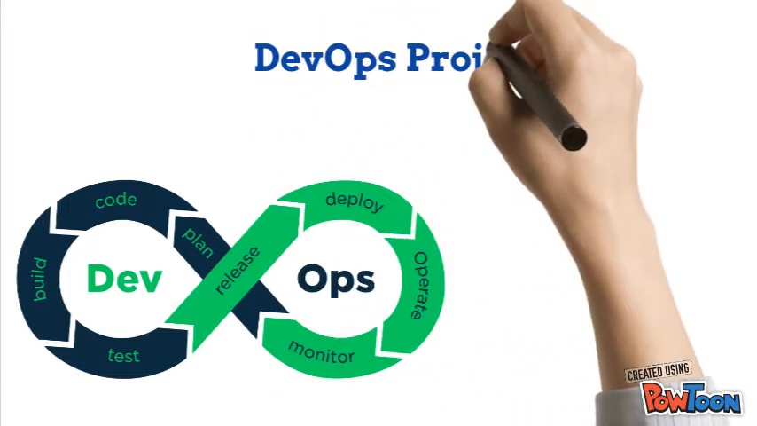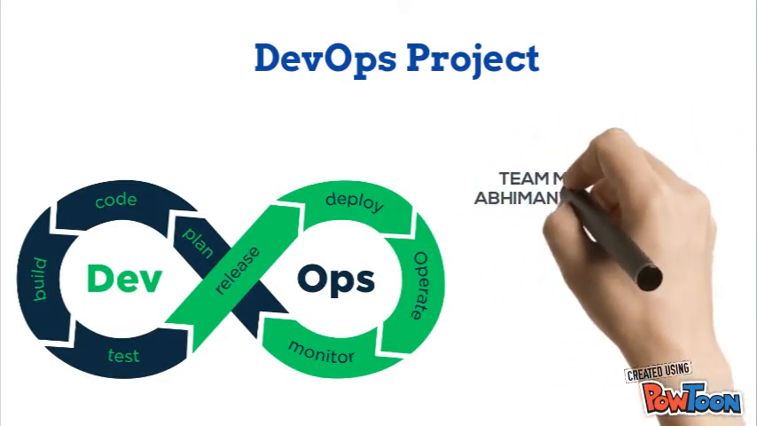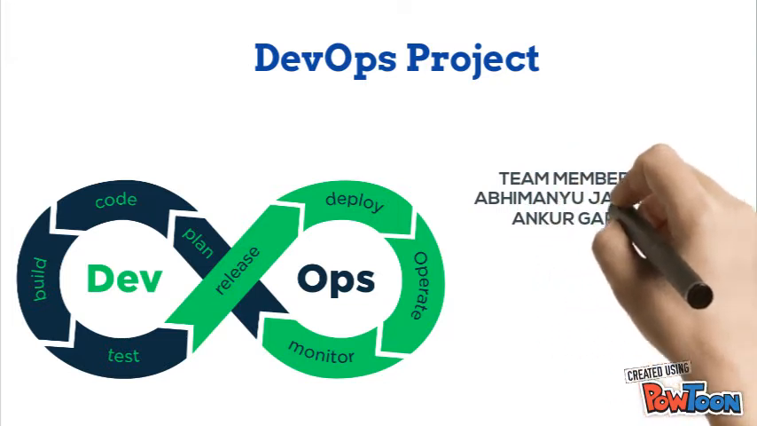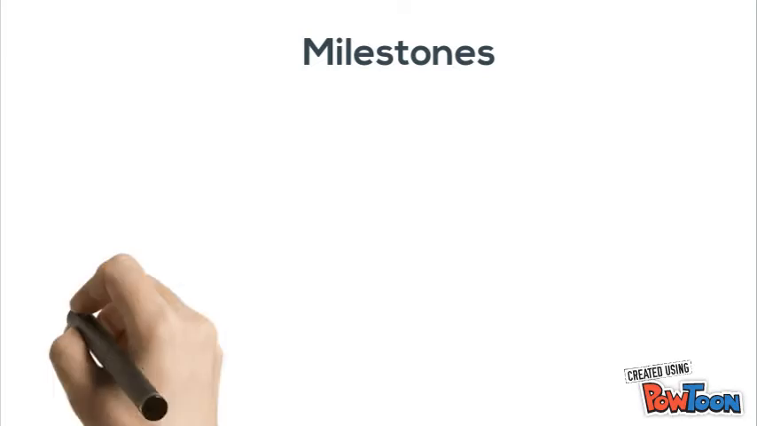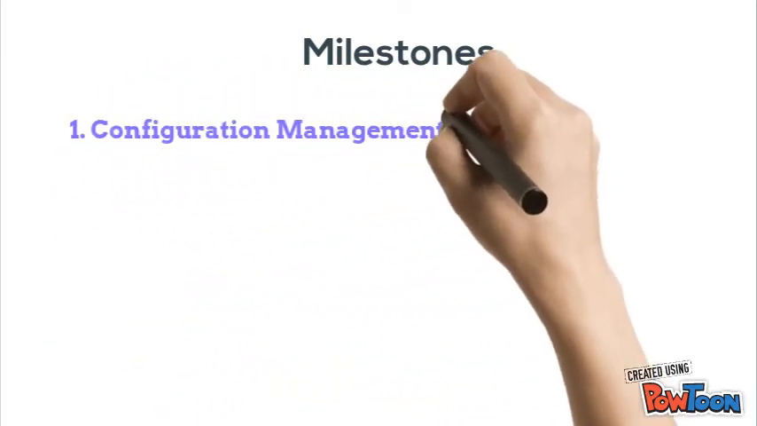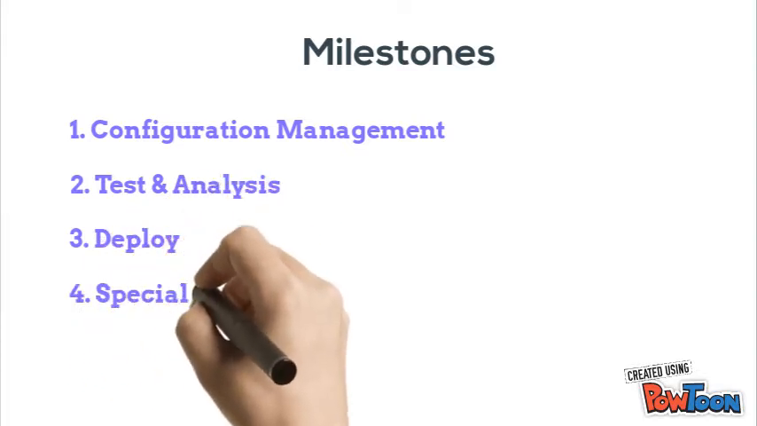Hello friends, today I'm going to present you our project pipelines that we have implemented throughout our DevOps course. Our team members are Abhimanyu Jataria, Ankur Garg, Atit Shetty and Debushmita Das. The 4 milestones are configuration management, test and analysis, deploy and special milestone.